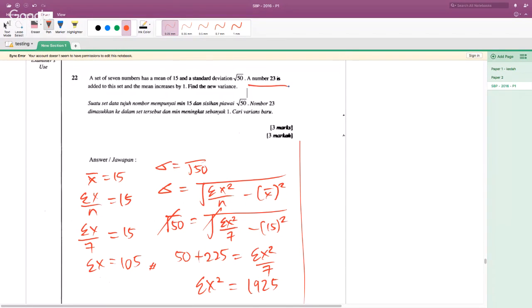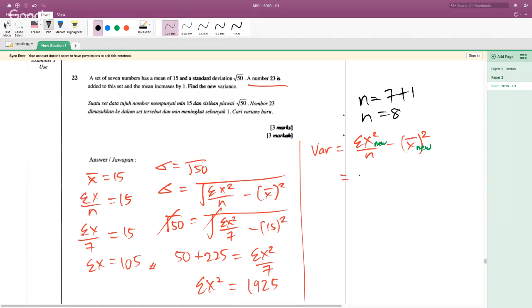All right, if you get 1925 here, what you need to do next is the next part. A number is added to this set and the mean is increased by 1. Find the new variance. So the number 23 is added to this set, and you need to find the variance. So variance is basically sum of x squared over n minus mean squared. This is the new sum of x squared because you have the new number added in. So n goes from 7 plus one number, n becomes 8 already.